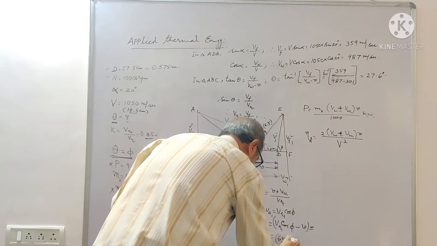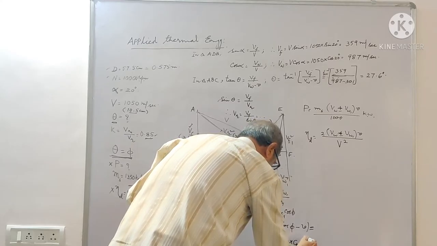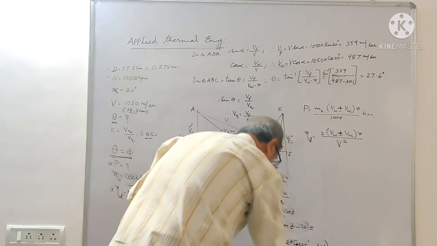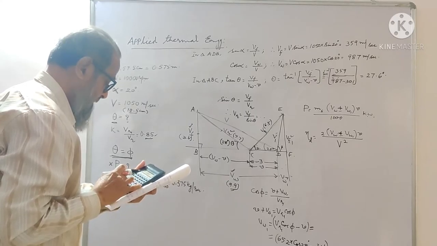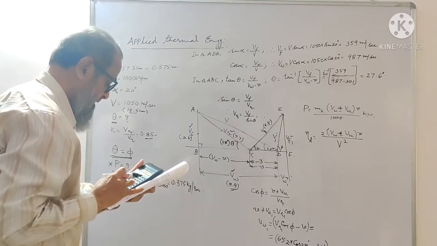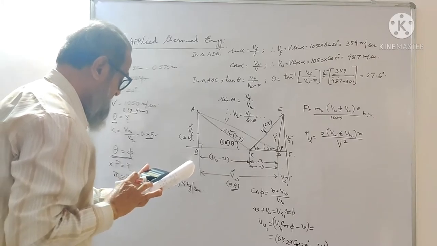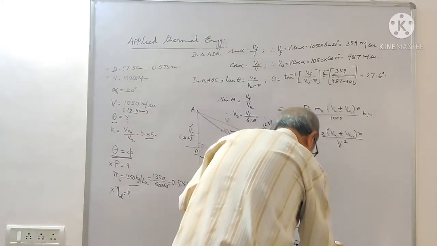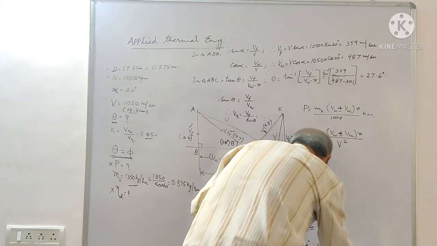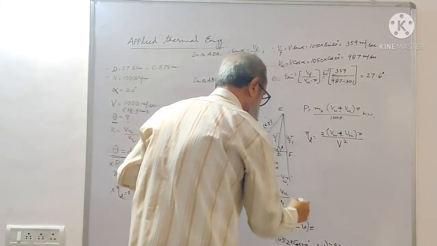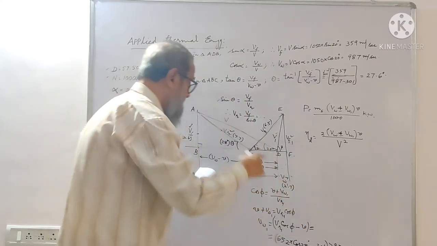652 into cos phi. Cos phi is same as theta. So cos 28 degree minus 301. Let us see how much I get. 652 into 28 cos equals minus 301. I am getting plus 274.5. It is positive, meters per second. This is the value of Vw1. That means you must get this somewhere around 2.7 centimeters when you draw it.